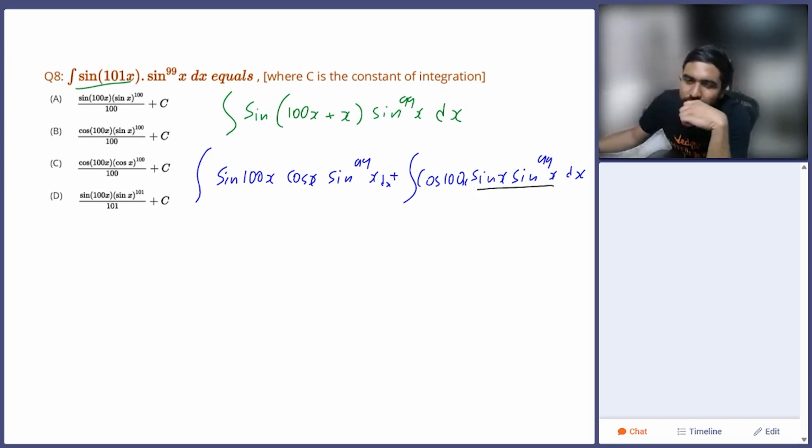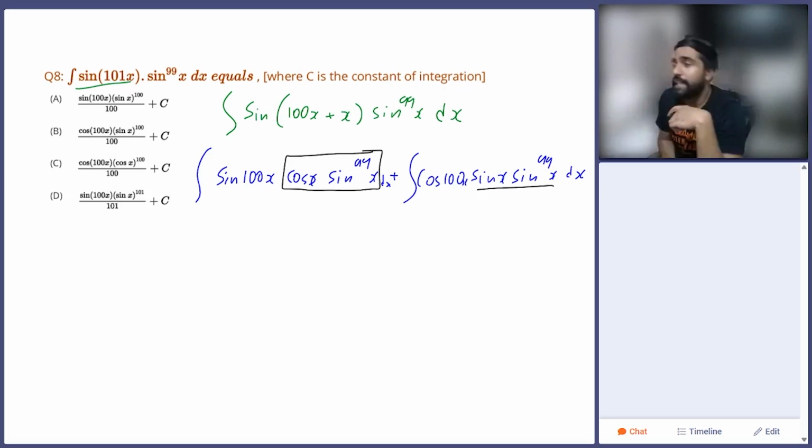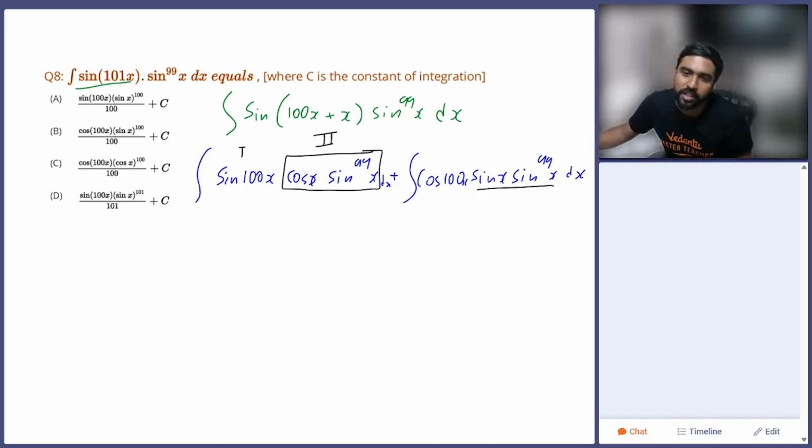Doesn't really give me a good feel. But here, can I see that sine x power 99 and cos x are a good pair, because that's very easily integrable. So I will consider this as the second function, and I will consider sine of 100x as the first function, and I'll apply by parts over here. So what will I get?